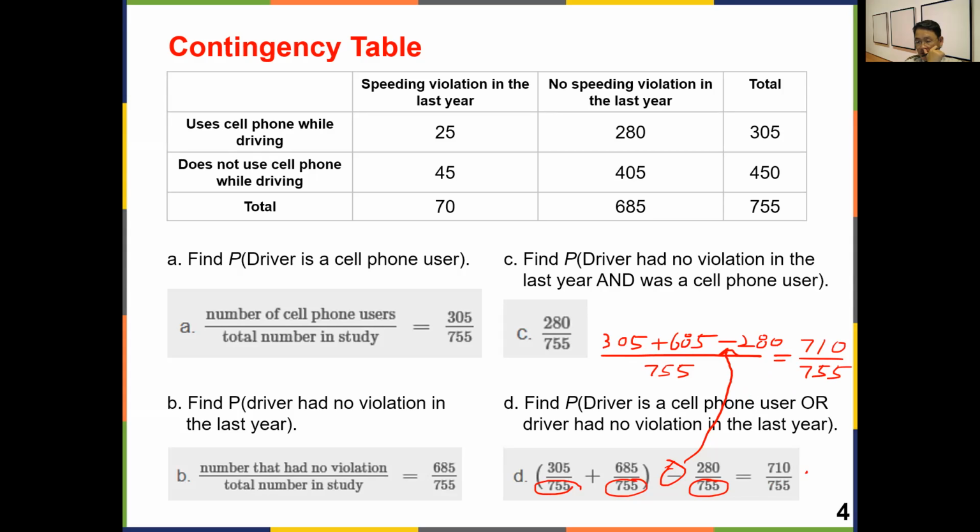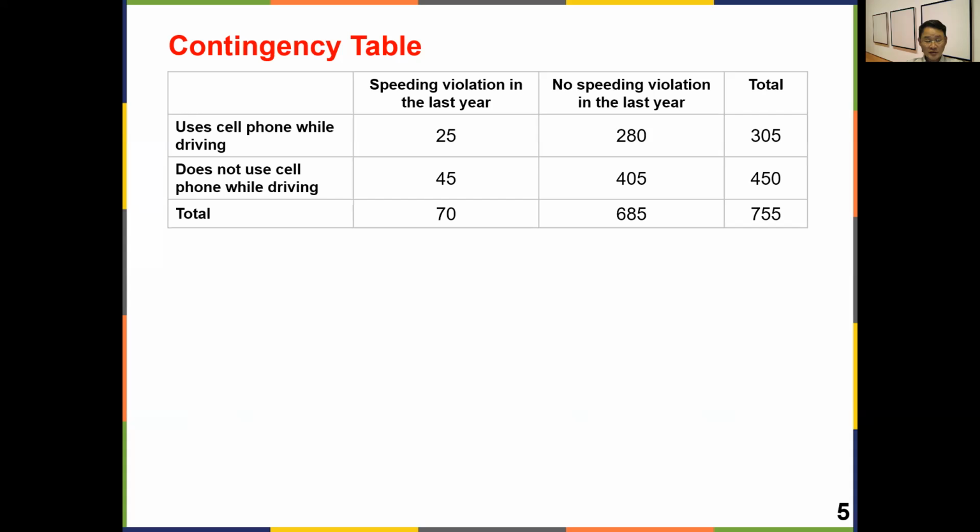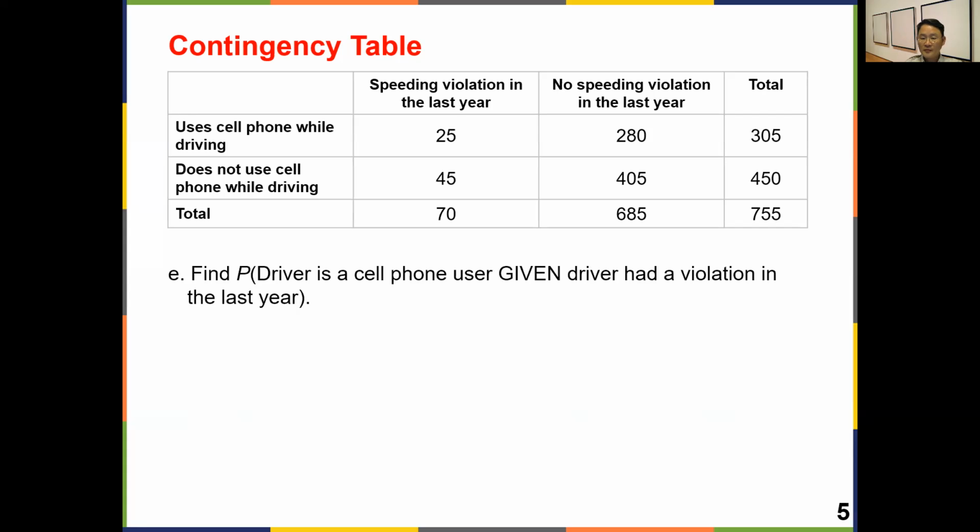Okay. All right. So let's move on. This is not a different question. Same question. Cell phone use and speed violation again. Now look at this next question. This next question is, find the probability that driver use cell phone given, notice that given that driver had a speed violation last year.